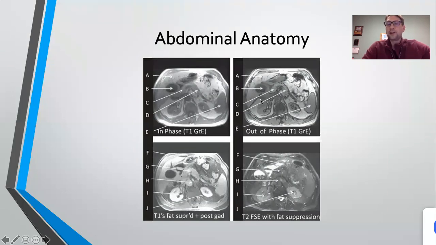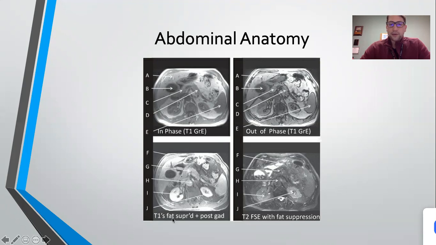So these are 2 images acquired with separate TEs. And remember, your TEs are set to image in phase and out of phase because water and fat precess at different precessional frequencies. Sometimes they're in phase, sometimes they're out of phase with each other.